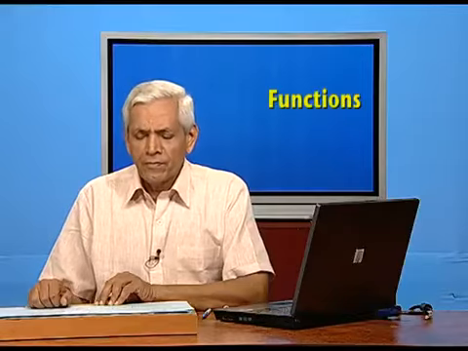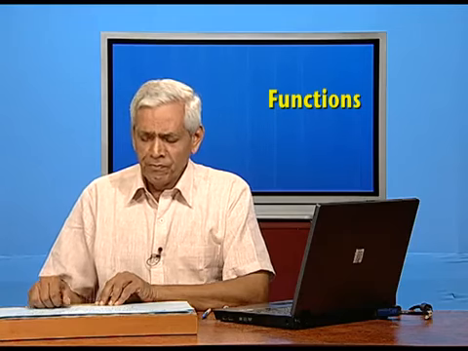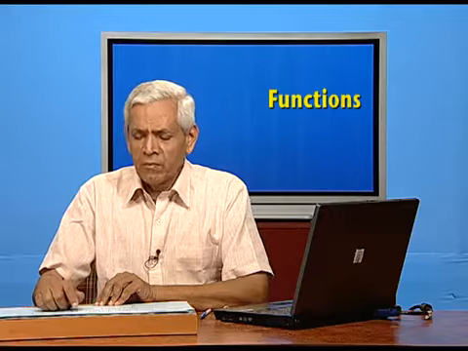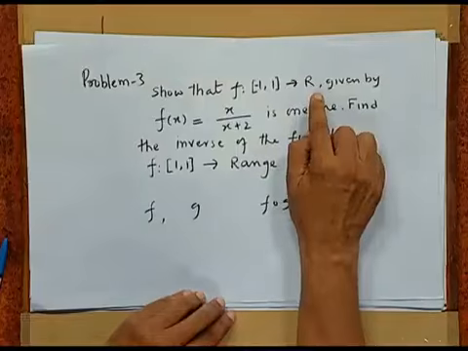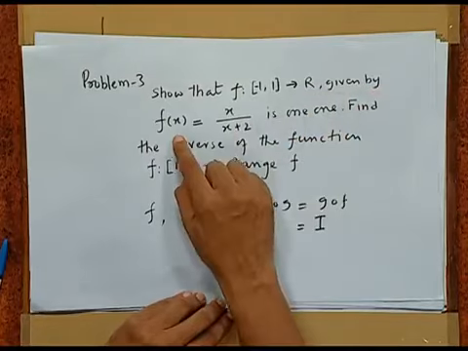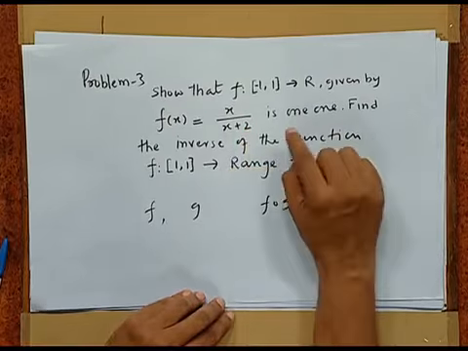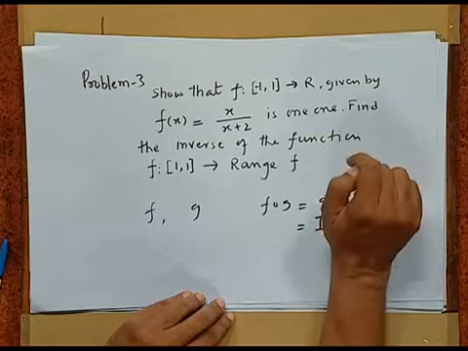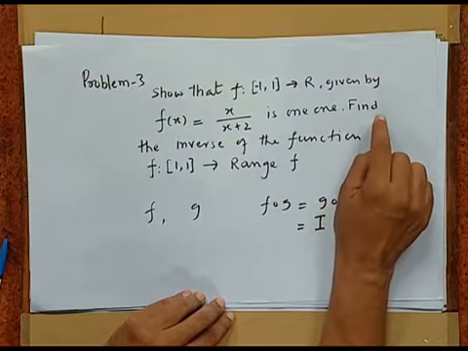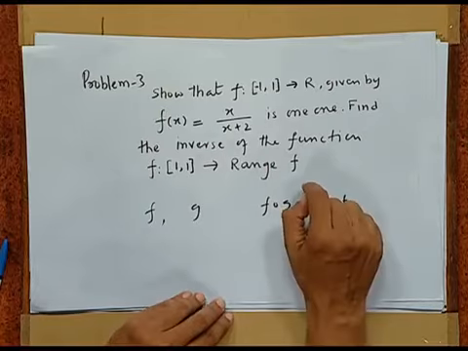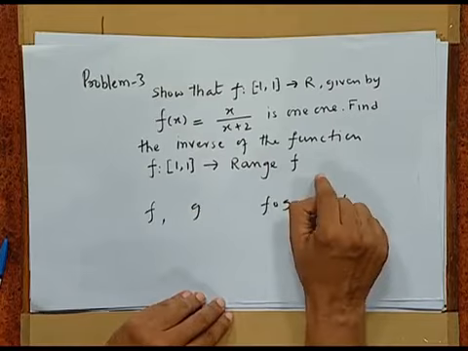Let us take one more problem. In this problem, we are given a function from the interval -1, 1 to R given by f of x is x upon x plus 2. And we show that first it is 1-1 function. And then we have to find the inverse of the function f to the range of f.